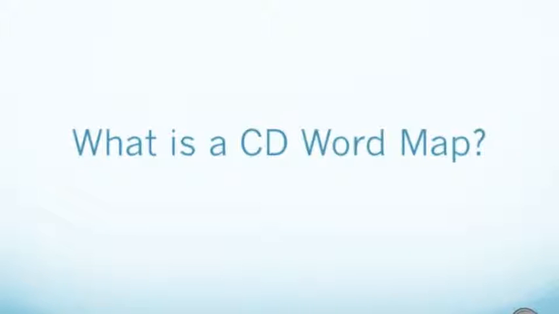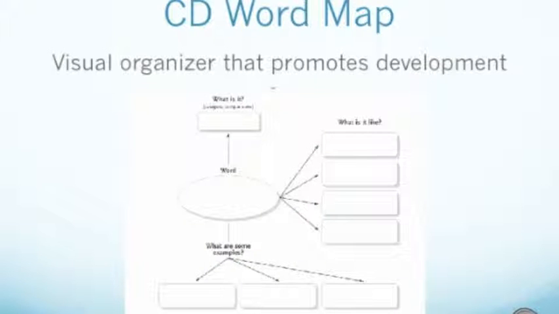Now, you may be wondering, what exactly is a CD word map? A CD word map is also known as concept of definition word map, and it is a visual organizer that promotes vocabulary development by engaging students to think about terms or concepts in several ways.